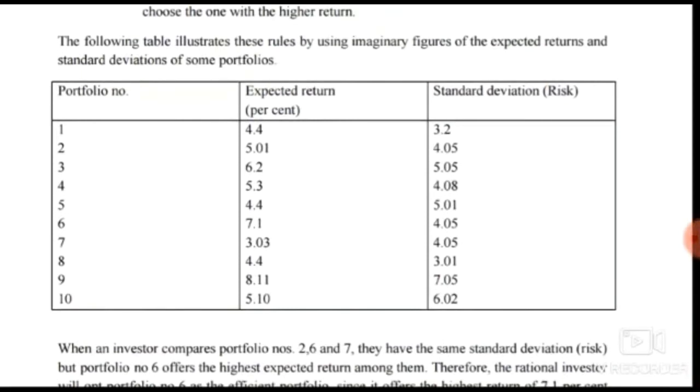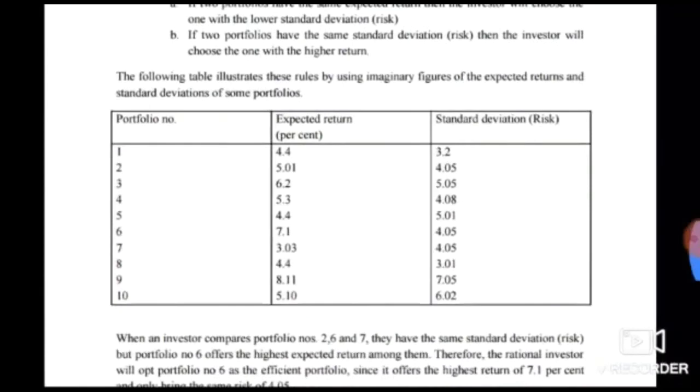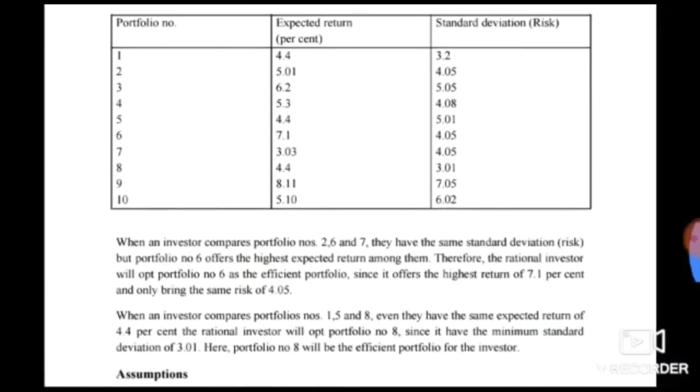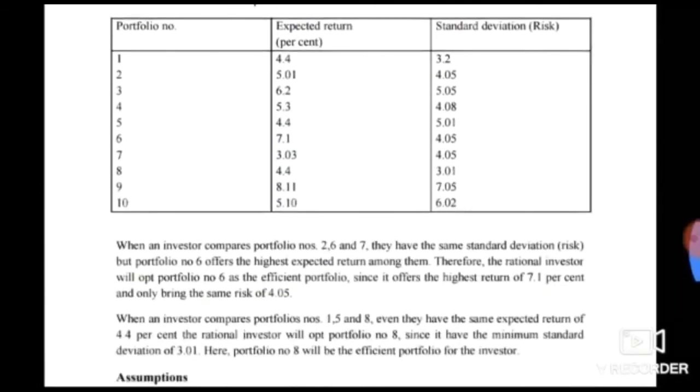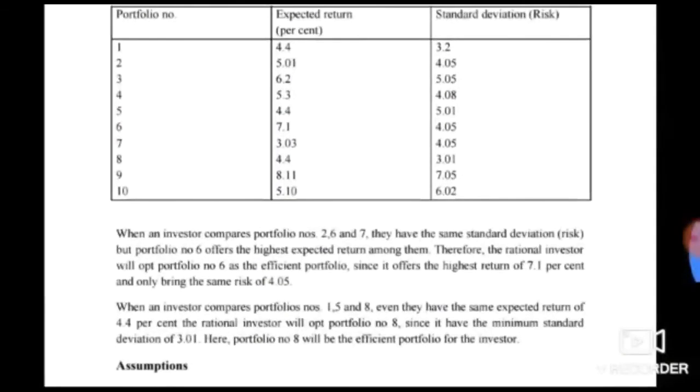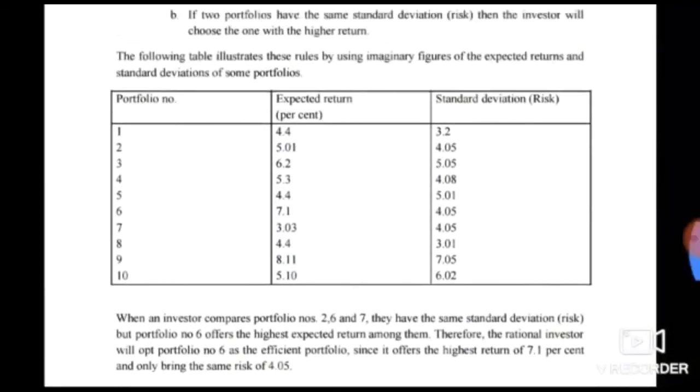That is, I told in my example that suppose we have 10 portfolios. So we have calculated the expected return and the standard deviation of these 10 portfolios. And by the principle of dominance, we are going to see which are the efficient portfolios and which are the inefficient portfolios.